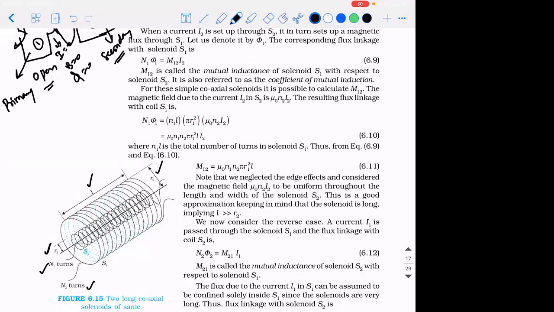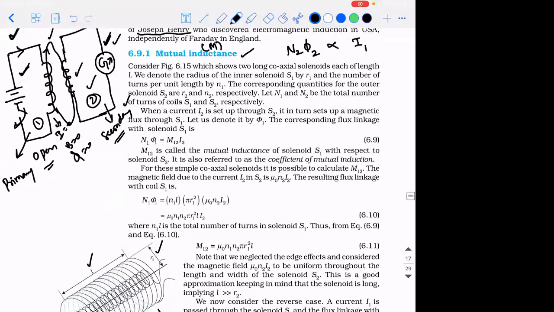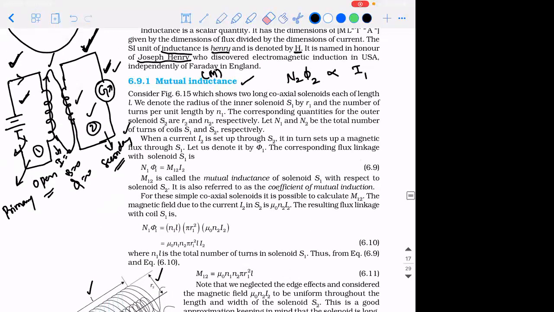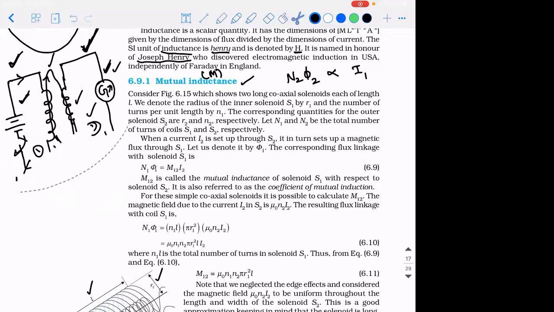And this kind of arrangement is called coaxial. Co means same, axial means axis. They both share the same axis, where this line is called the axis. Okay, now listen, guys. Our job is to derive M21 and M12. Let's see how to do it.